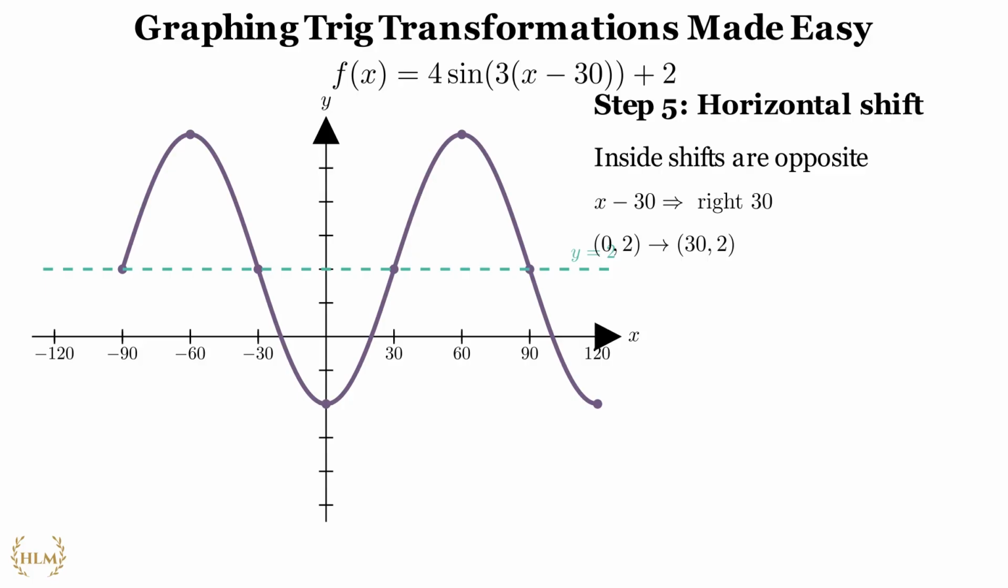So if we take the coordinate (0, 2), we can shift that to the right. Now it's going to be (30, 2). If we take the coordinate (30, 6), we shift that to the right. That's going to be (60, 6). We take the coordinate (60, 2), shift that to the right by 30, we're going to get (90, 2). And then we take the coordinate (90, -2), and then we shift that to the right. It's going to be (120, -2). And then you do the same thing for the negative side.